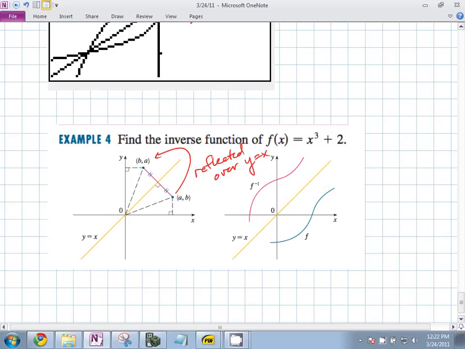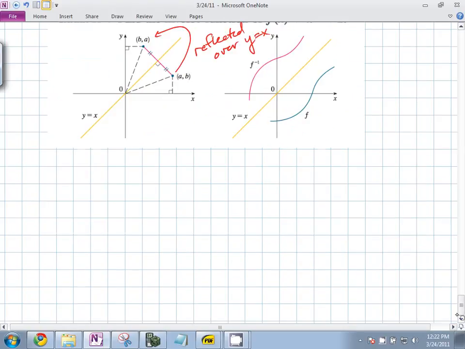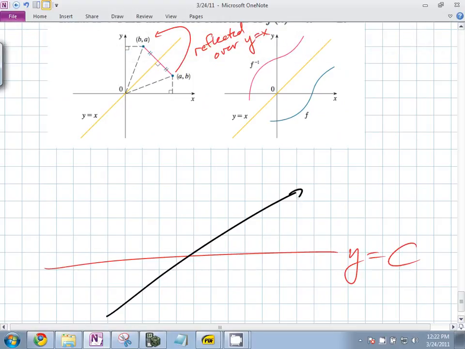What was our test to see if a function was one-to-one? If you have a horizontal line, you use those horizontal lines to test to see if it's one-to-one. So there's y equals some constant c. Well, let's say you have the line y equals x. If I reflected y equals c over the line y equals x, what line does it become?